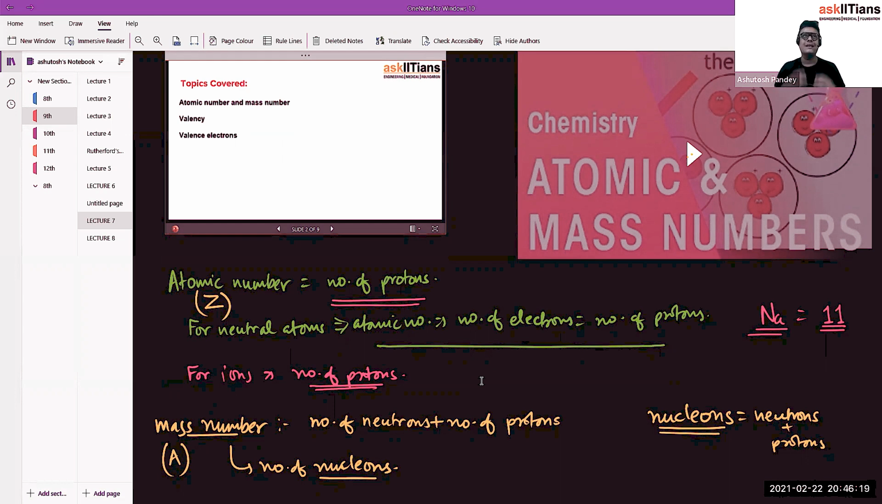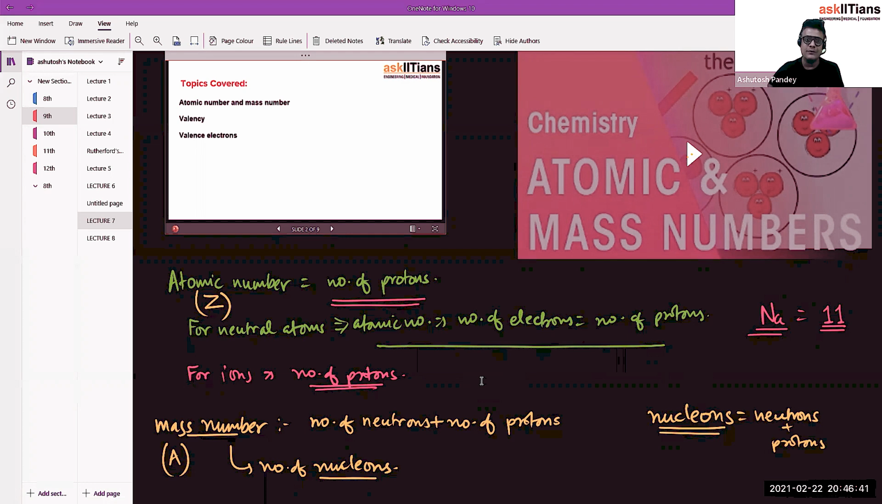If I ask what is the atomic number of carbon, what we are going to do is look for how many protons are present in the nucleus of carbon atom. So the atomic number is simply the number of protons present in the nucleus of the atom. It is represented by capital Z.